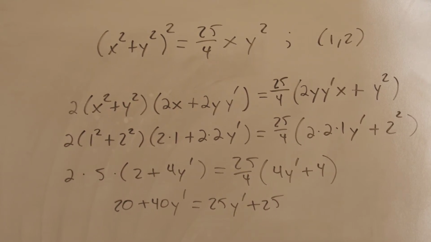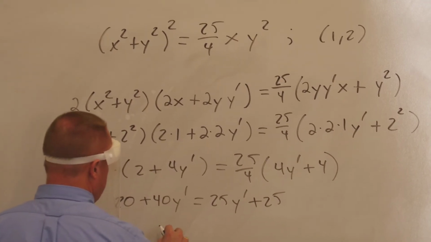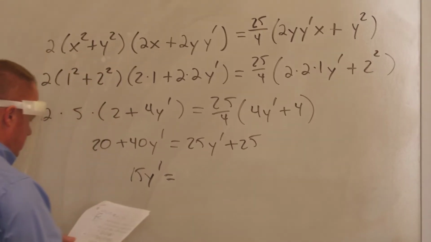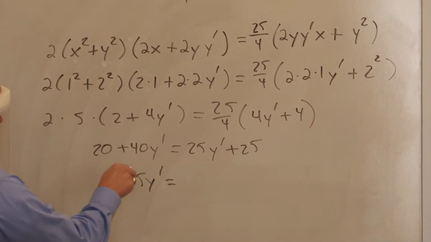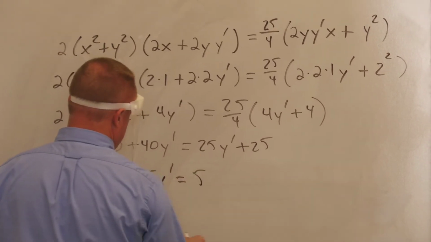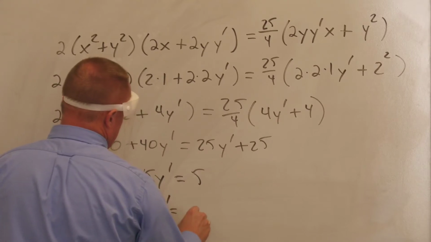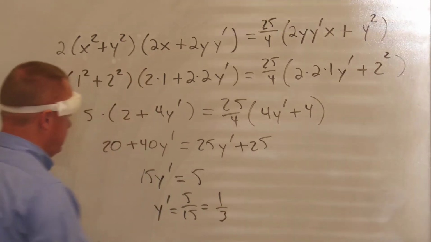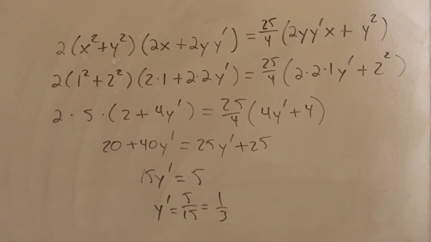All right, subtract the 25y prime. 40 minus 25 is going to be 15y prime. And then subtract 20, I get 5. So y prime is equal to 5 over 15, which is 1/3. So the slope of the tangent line at the point (1, 2) for that function should be 1/3. Any questions about that?